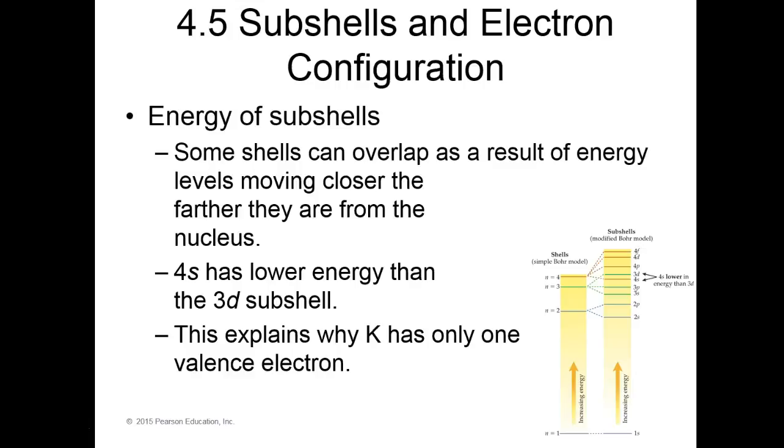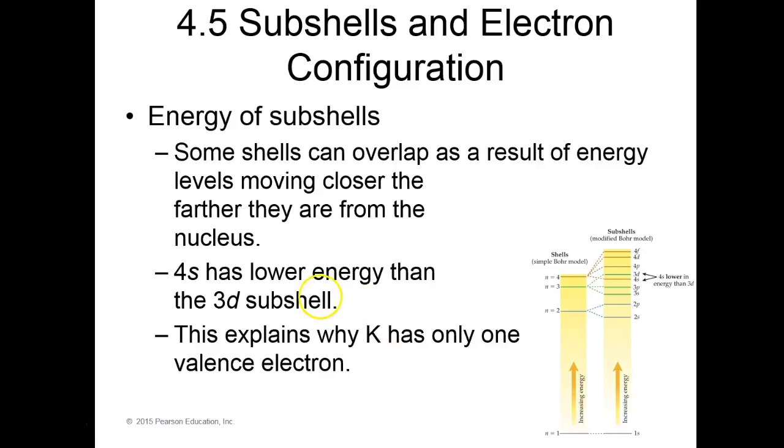The energy of the subshells: some shells can overlap as a result of energy levels moving closer the further they are away from the nucleus. 4s has a lower energy than 3d. This explains why potassium has only 1 valence electron.